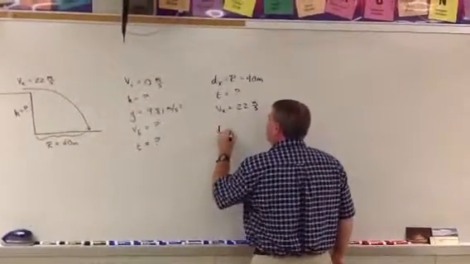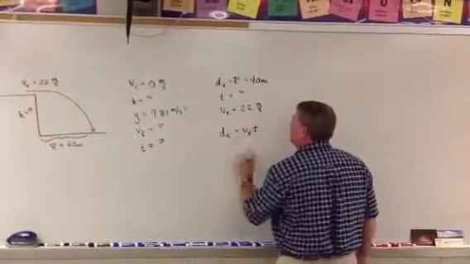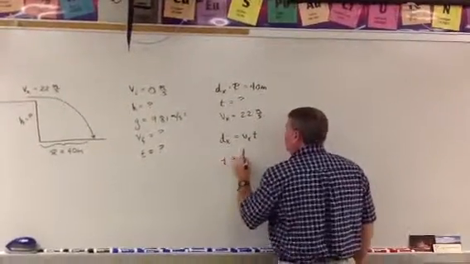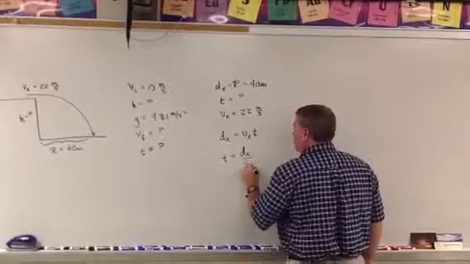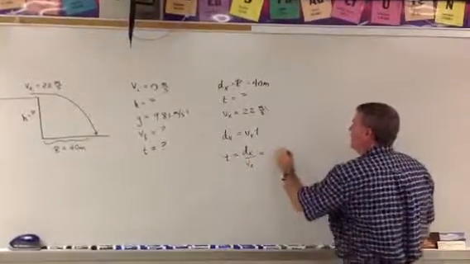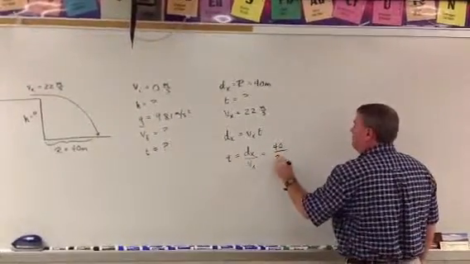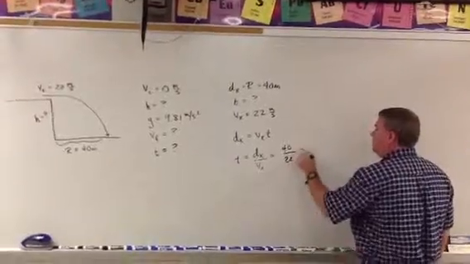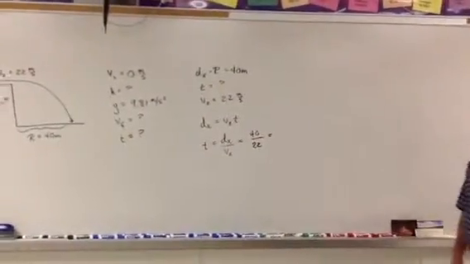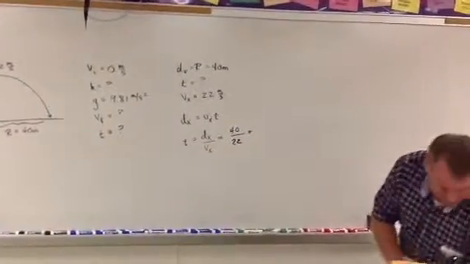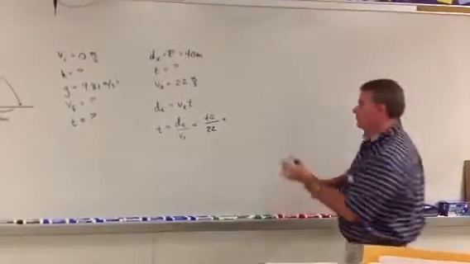So dx is equal to vxt. Time is the distance in the x direction divided by the velocity in the x direction. That's going to be 40 divided by 22. And what is 40 over 22? 1.8.